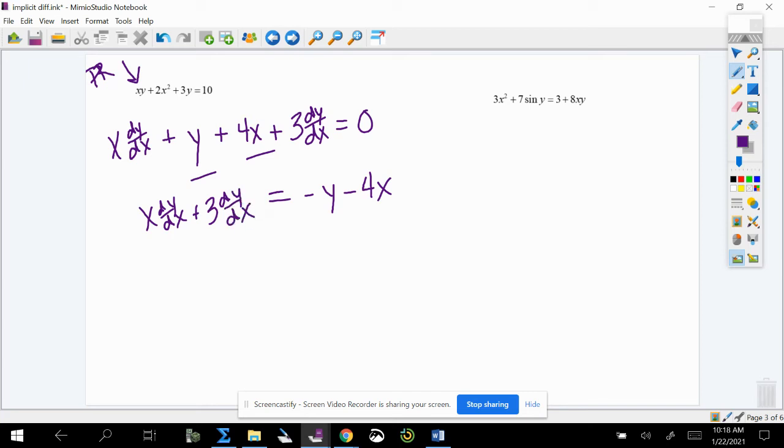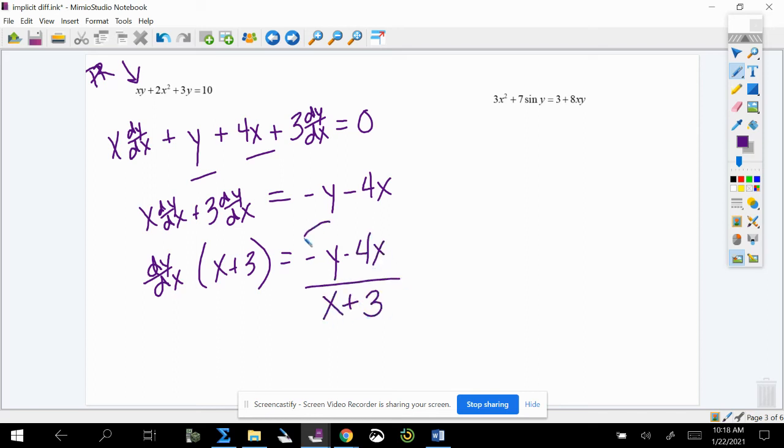And here's where you can kind of combine steps if you'd like. I will often have students go right to the next step, which is factoring out the dy/dx from what has it. And then finally dividing. So your final answer for your derivative is -y minus 4x over x plus 3.